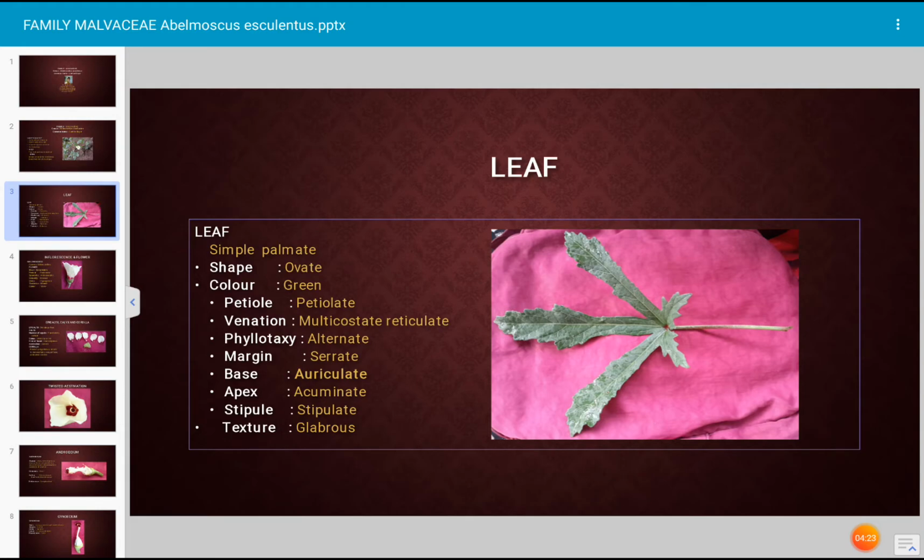Okay. And texture of the leaf is glabrous. In most of the recently developed varieties, the texture is glabrous. But in most of the varieties of Abelmoschus, texture is not glabrous. It is spiny, not smooth. It is clothed with trichomes, many trichomes. Okay. Next.